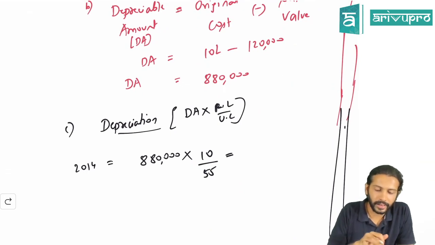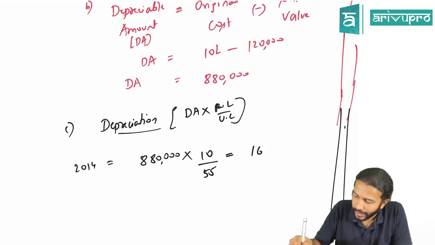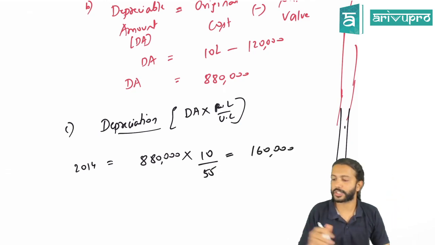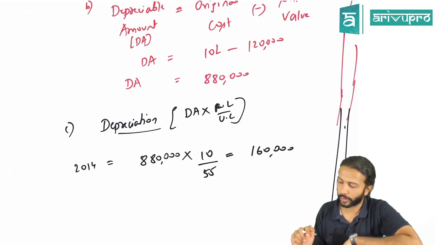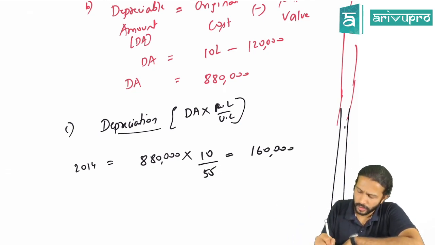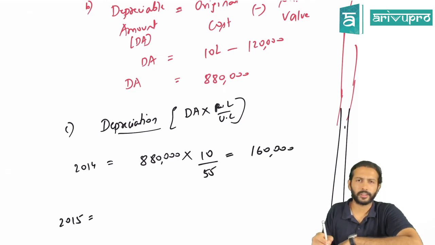So 8,80,000 into 10 divided by 55 will give me 1,60,000. That is the depreciation for the first year. Did everyone understand this? Okay. If you understood this, then from the second year onwards it is straightforward.